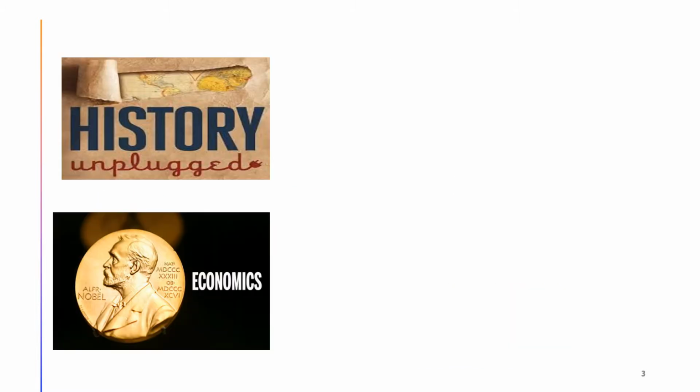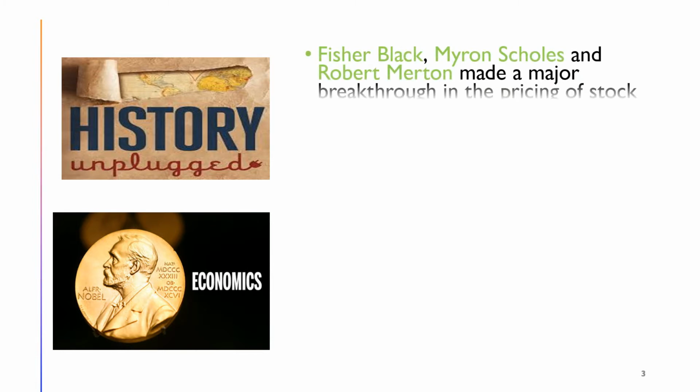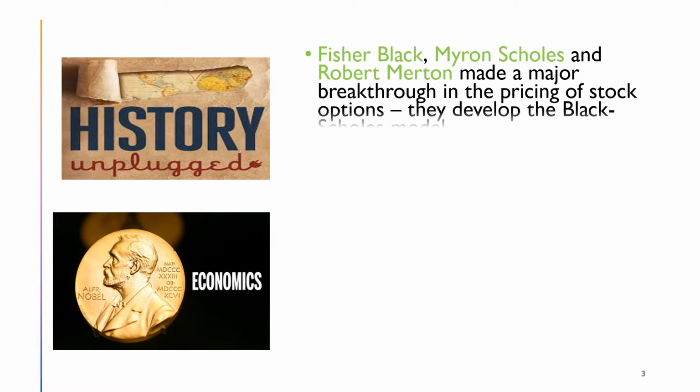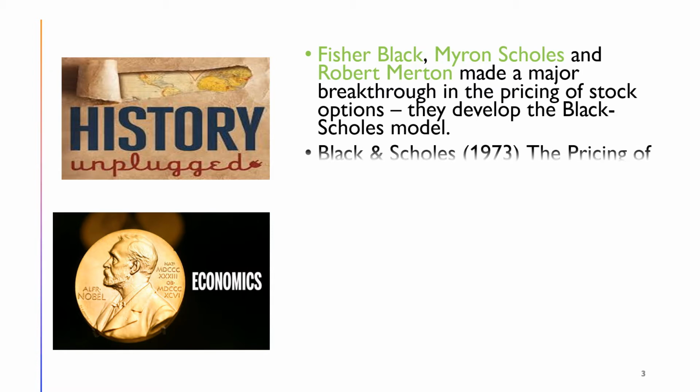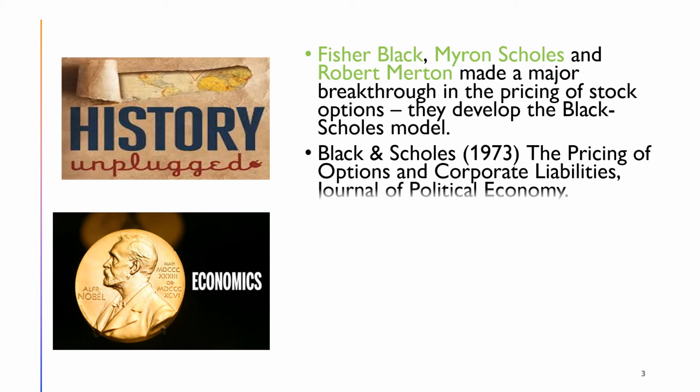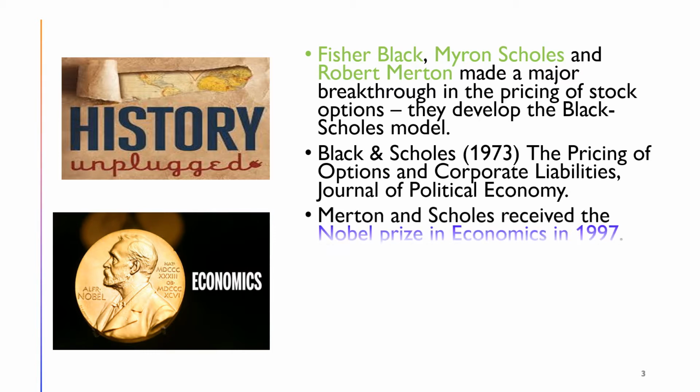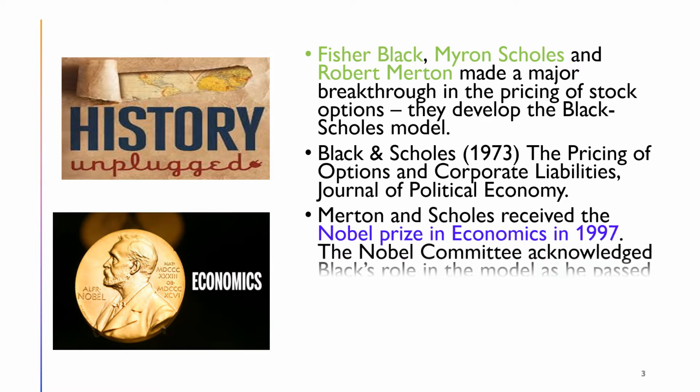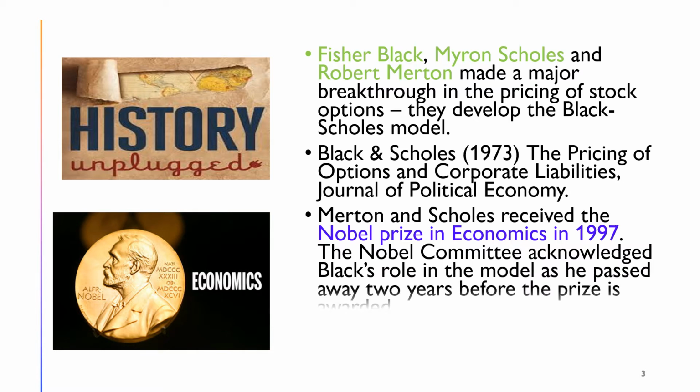Three financial economists, Fisher Black, Myron Scholes, and Robert Merton, made a major breakthrough in the pricing of stock options by developing the Black-Scholes model. The initial equation was introduced in Black and Scholes' 1973 paper, The Pricing of Options and Corporate Liabilities, published in the Journal of Political Economy. Merton and Scholes received the Nobel Prize in Economics in 1997. The Nobel Committee acknowledged Black's role in the model as he passed away 2 years before the prize was awarded.